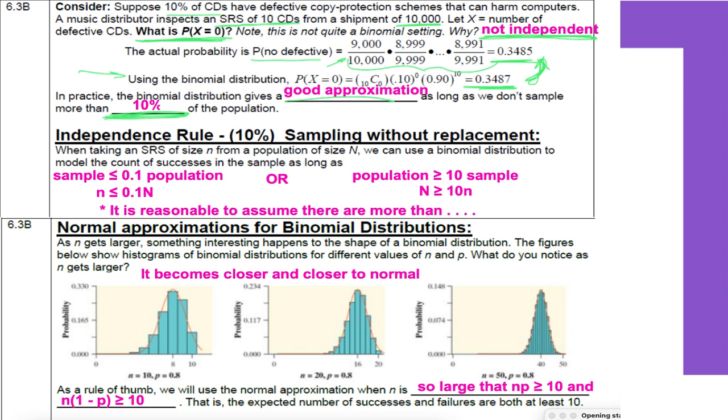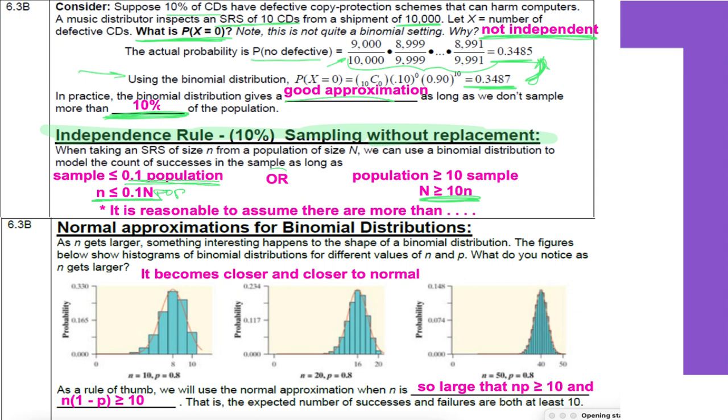So the independence rule is the 10% condition for sampling without replacement. As long as our sample is less than or equal to 0.1 of the population, so n is less than or equal to 0.1 times capital N, where N is our population, it's reasonable to assume independence. Or, if the population is greater than or equal to 10 times the sample size, okay?